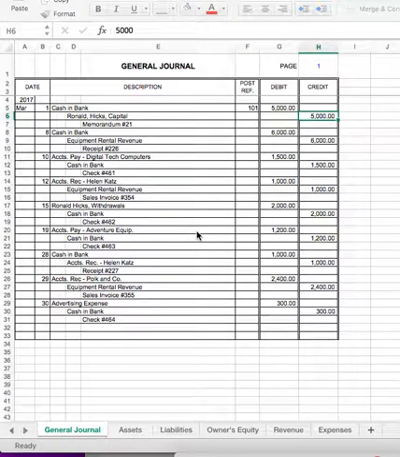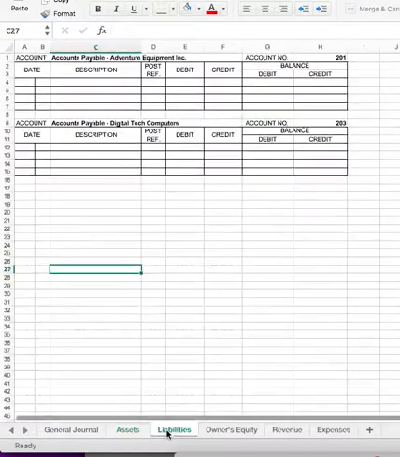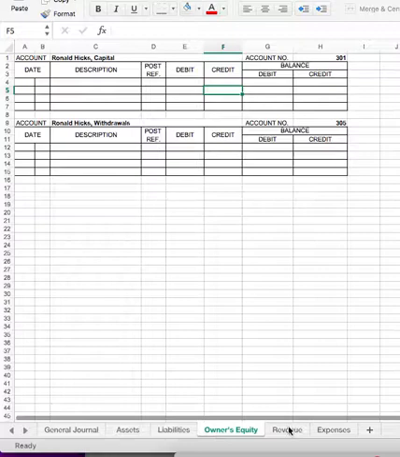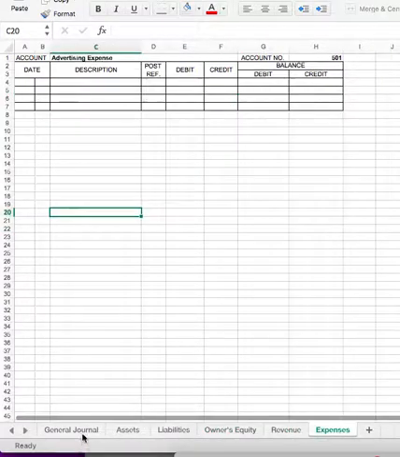Okay, guys, let's talk about the general ledger. Here is an example of a general journal, okay, with multiple transactions on it. And each tab down here is your asset accounts in the ledger, liabilities, owner's equity, revenue, and expenses, okay?